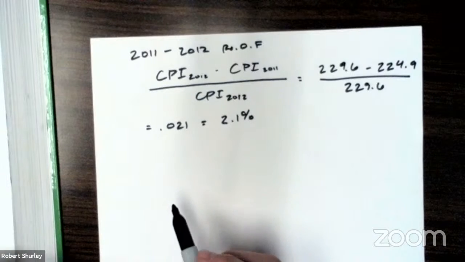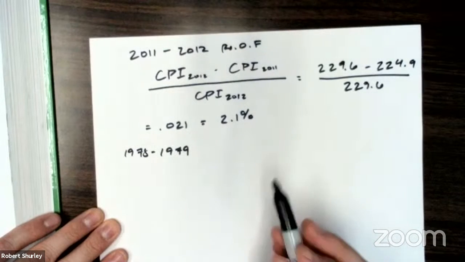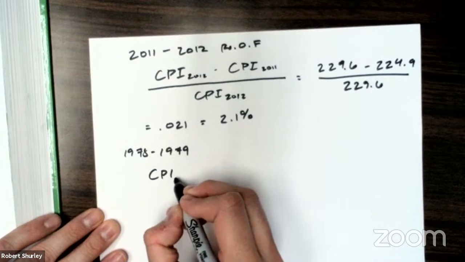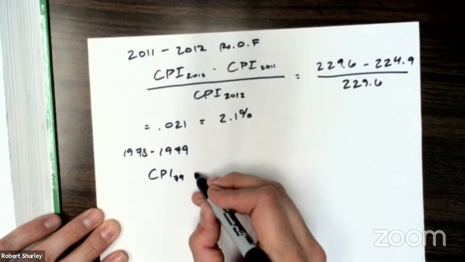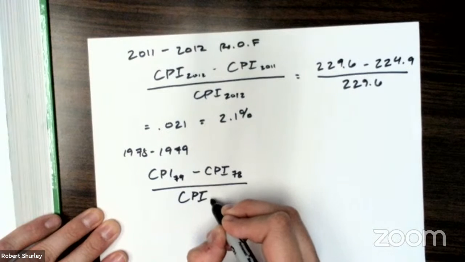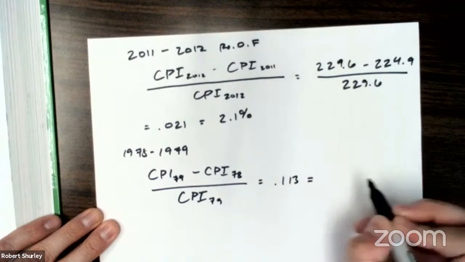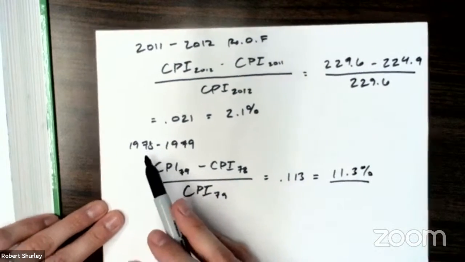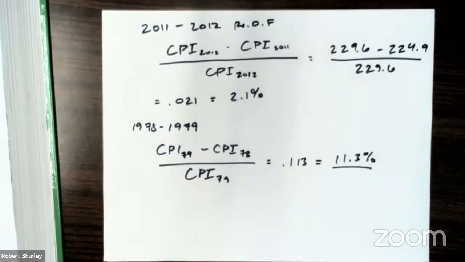So the book did a rate of inflation from 1978 to 1979. And so from 1978 to 1979, you would use the more current, so 79, I'm just going to be lazy, but 79, minus the CPI from 78, all over the CPI from 79. So when you do that, you wind up with 0.113, so really 11.3%. So look, in 1 year, from 78 to 79, the rate of inflation was 11.3%, which is crazy.